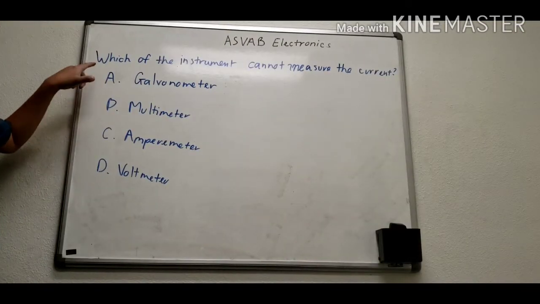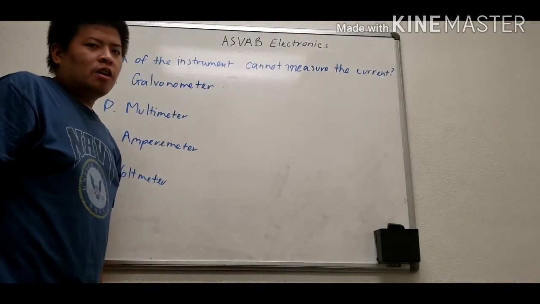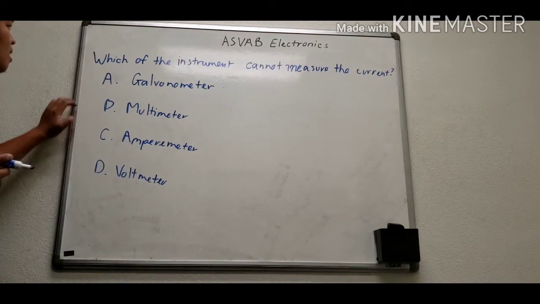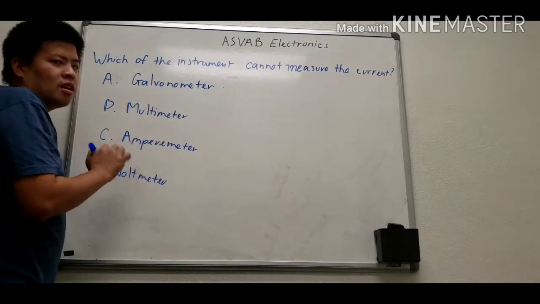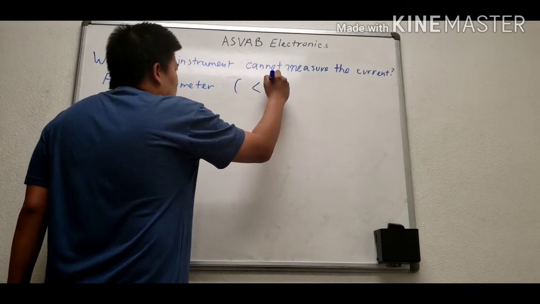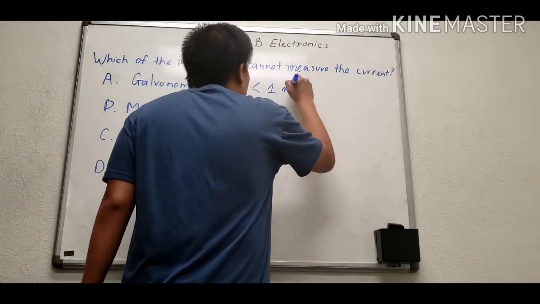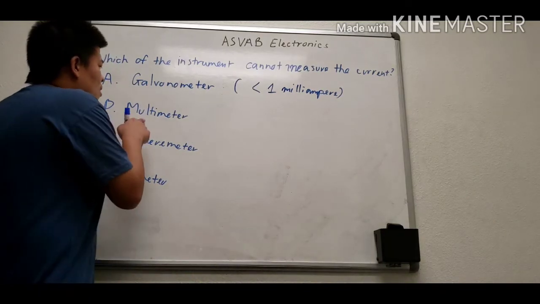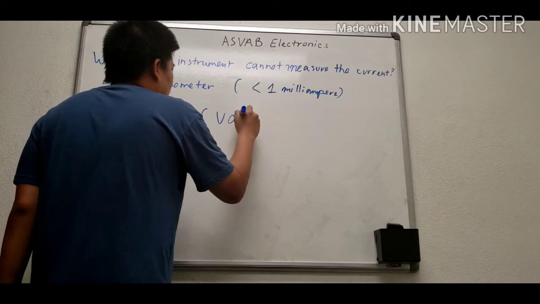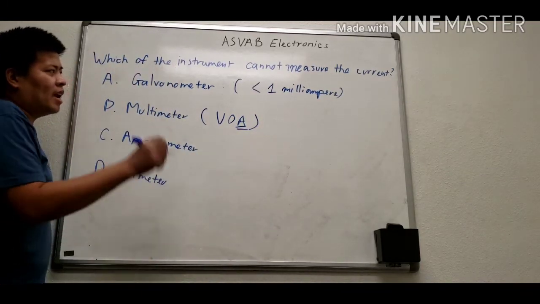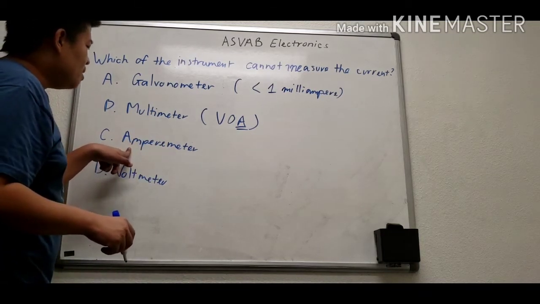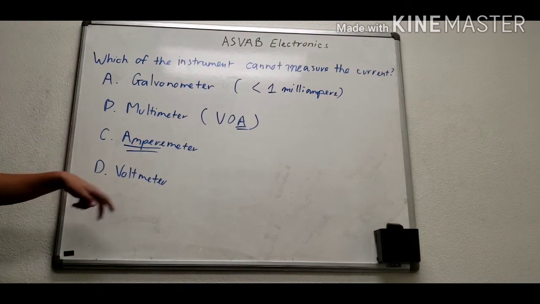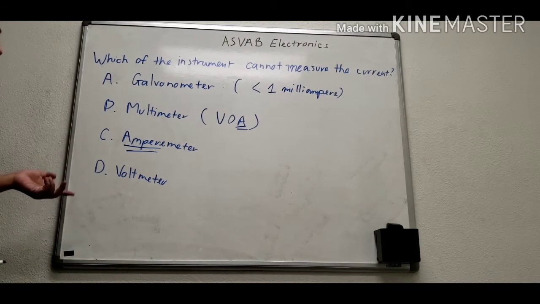We have a question: which of the instruments cannot measure the current? We have A, B, C, D, and we can analyze each answer. In answer A, the galvanometer carries very small current, below 1 milliampere, so it can measure current. The multimeter is VOA, and the letter A is ampere, which is current. The ampere meter measures current, yes. And the last one is the voltmeter, which only measures voltage. So that's the answer for this question.